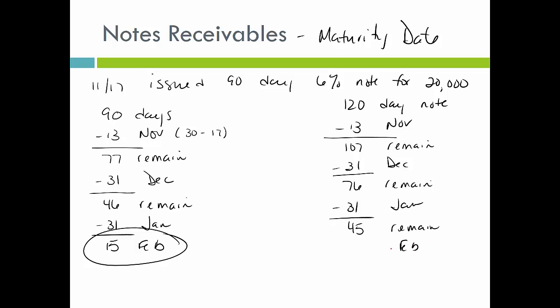In February, I'm going to use up 28. Don't worry about leap years. We're not going to get into that. So that means there are 17 days remaining. So this is due on March 17th if it's a 120-day note. So that's how I do it. I know there are other ways to do it, but this is the way I find I am least likely to make a mistake.